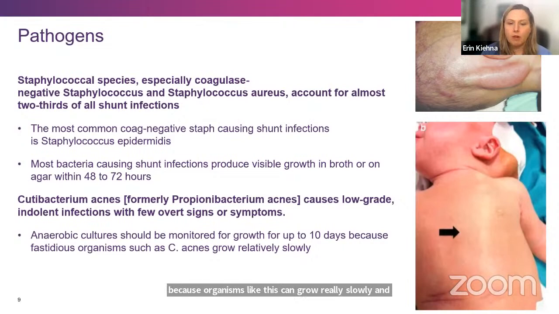It can also be one of the organisms that favors those pseudocysts. So once again, we say when you see a pseudocyst, assume an infection. You don't actually have to culture out of it.